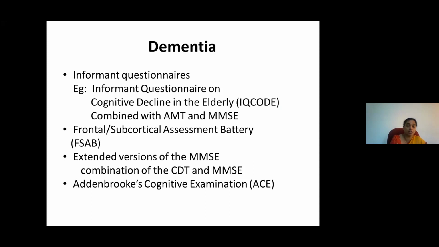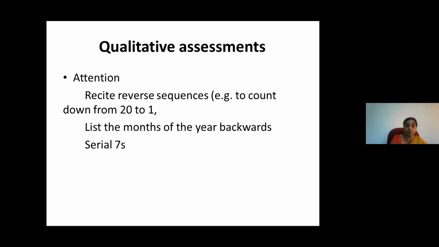And then for dementia, where we do informant questionnaires. These are advanced things: informant questionnaires, the frontal subcortical assessment battery, and extended versions of the MMSE I discussed a few times. And we combine the clock drawing test and MMSE, or the Edinburgh cognitive examination. I'm not going into detail on these, but we need to know these tests are available when necessary. We have to refer them and assess our patient accordingly.